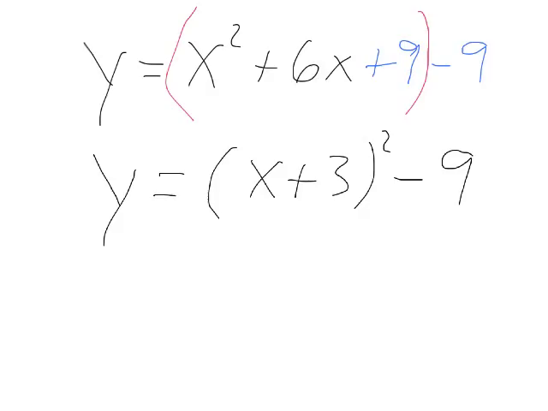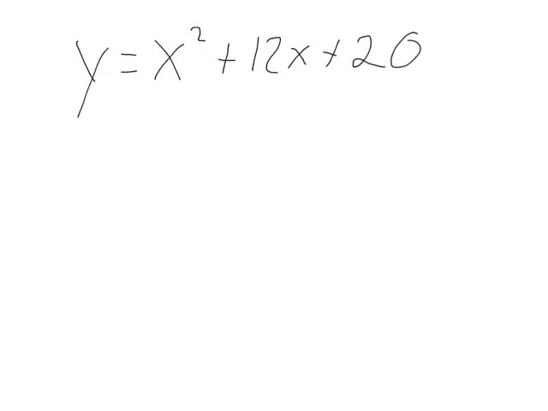I can tell that the vertex is going to have an x value of -3, easy to spot because right here, and I could tell that it's going to have a y value of -9. Again, easy to spot because of the k value right here.